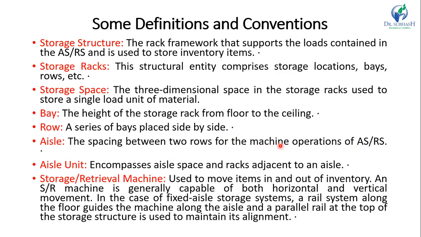Then aisle unit, that encompasses the aisle space and racks adjacent to an aisle. Then the storage and retrieval machine, which is used to move items in and out of inventory. An SR machine is generally capable of both horizontal and vertical movement. In the case of a fixed aisle storage system, a rail system along the floor guides the machine along the aisle, and a parallel rail at the top of the storage structure is used to maintain its alignment.